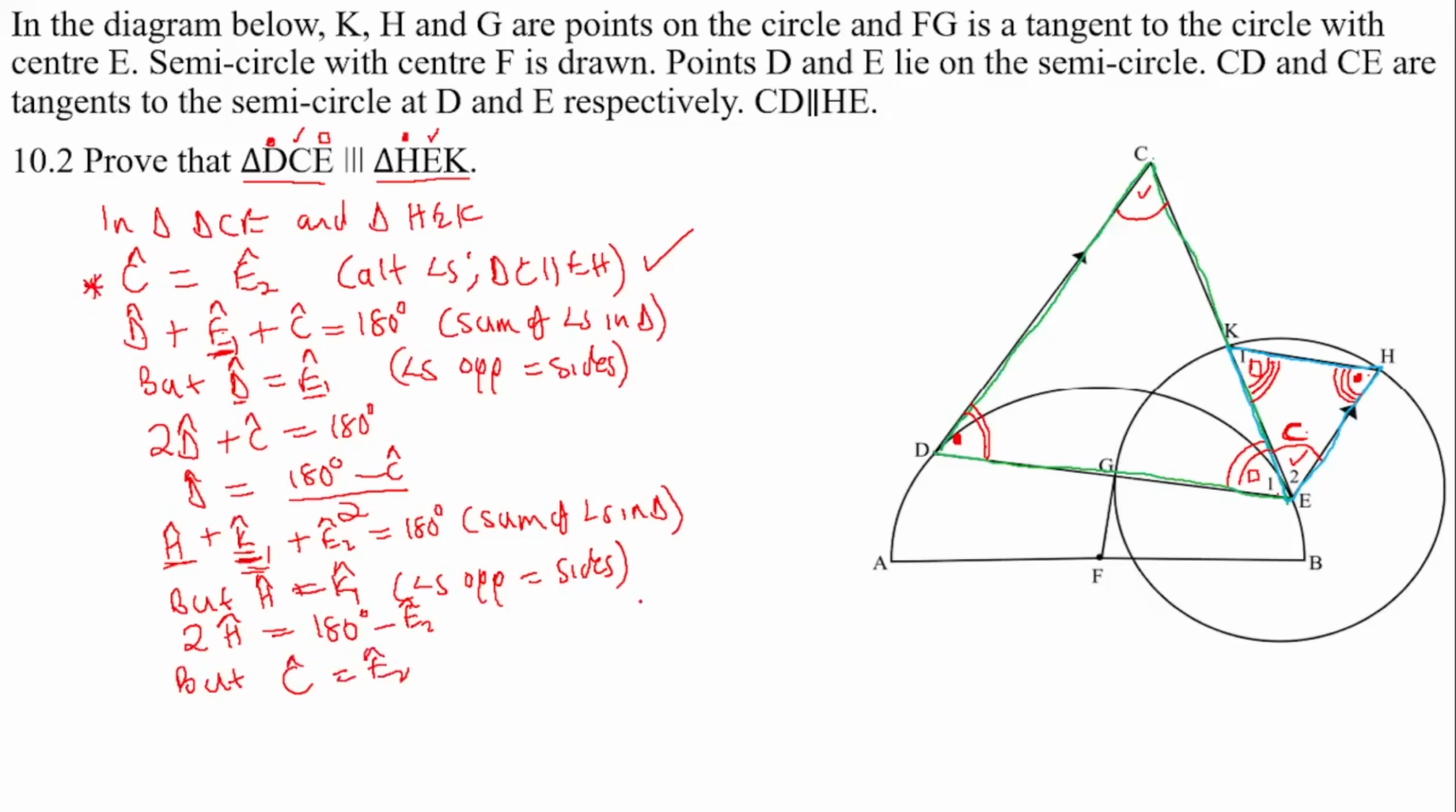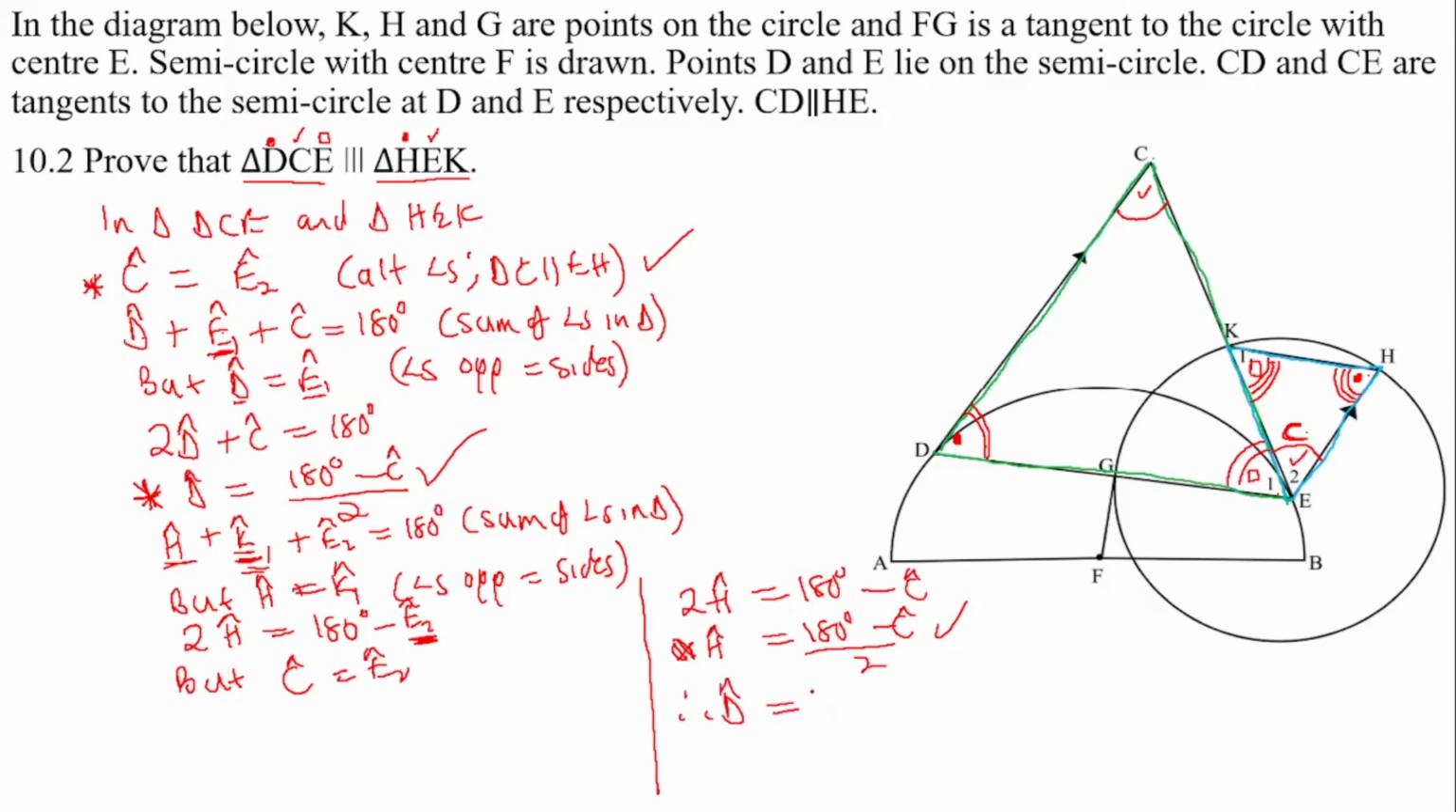So what does that mean? It means now where there's angle E2, we can put angle C there. And then say angle 2H is equal to 180 degrees minus angle C, right? Meaning that angle H is equal to 180 degrees minus angle C divided by 2, right? And then now check angle D. Then check angle H. Are they not equal? They are equal. So therefore angle D is equal to angle H.